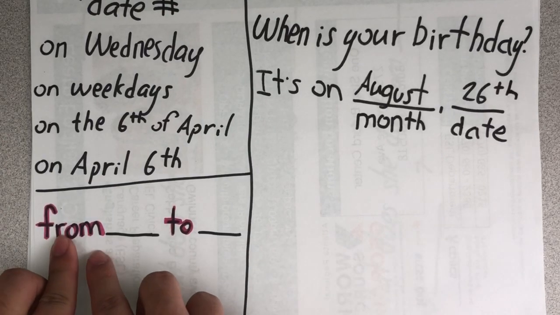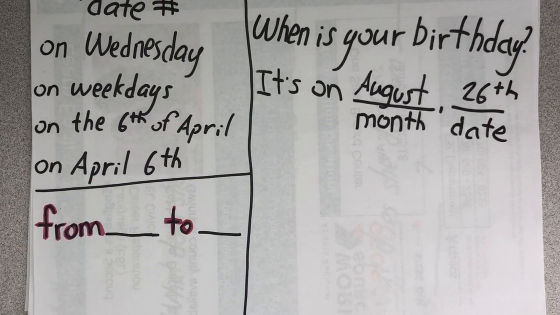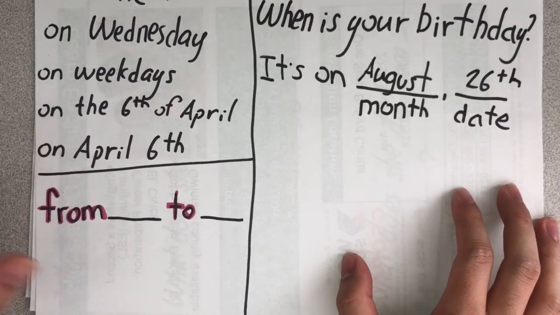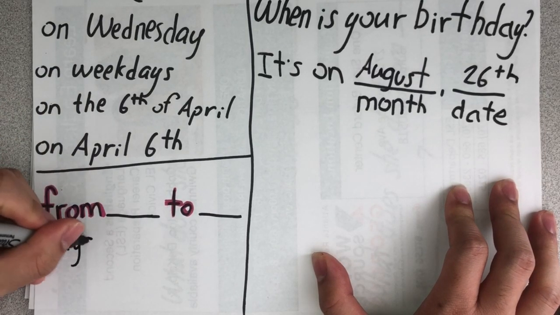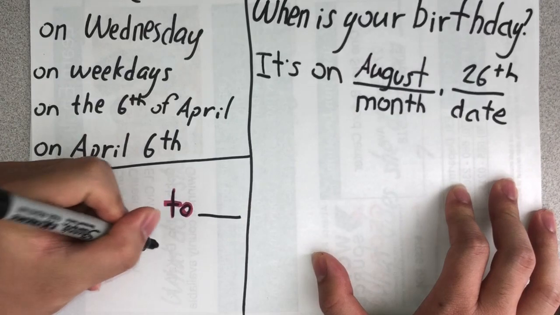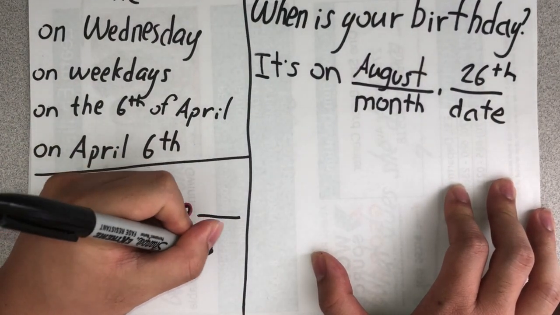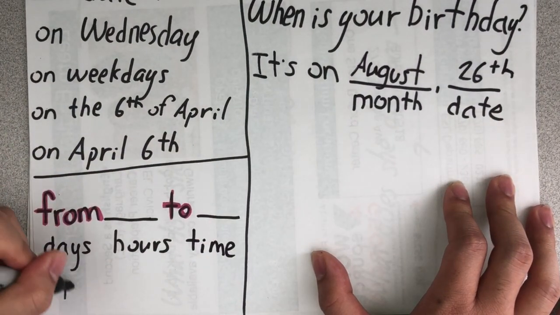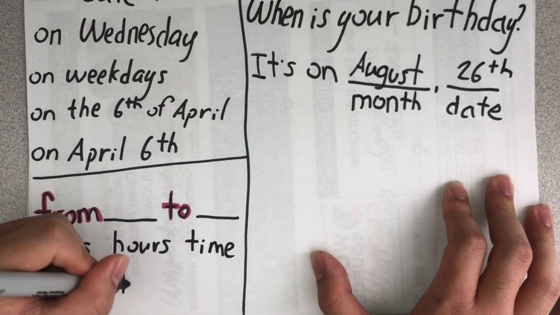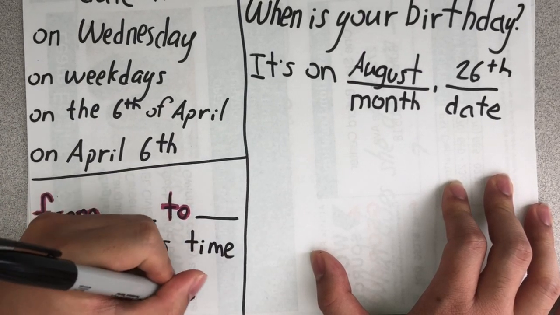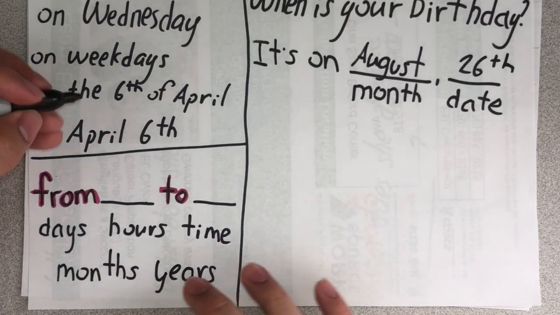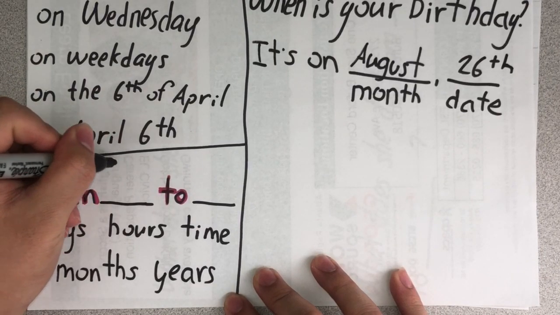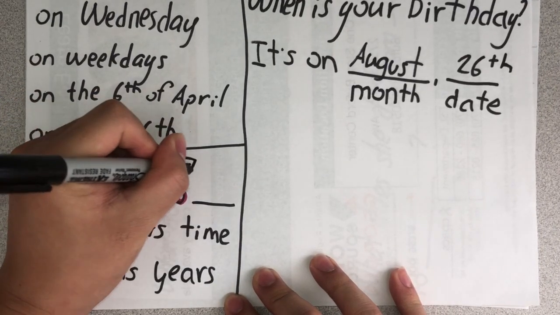And we have from to. So from to is for any time. We can say day, days, hours. So time, minutes, months, or years. From to. From here to here.